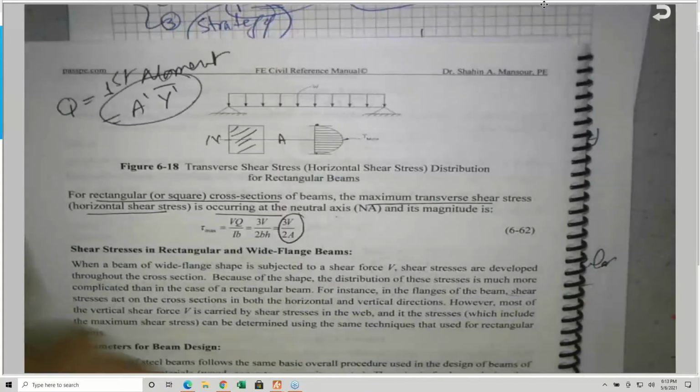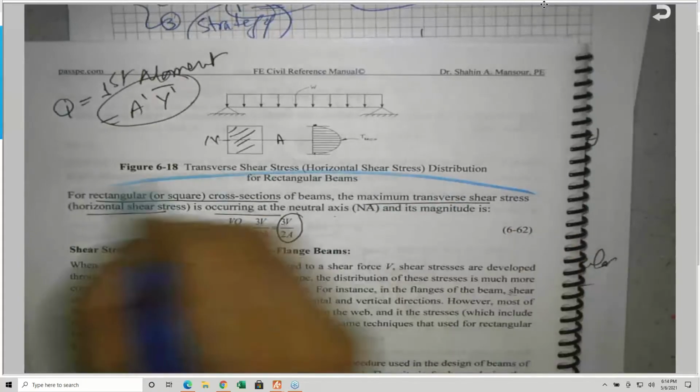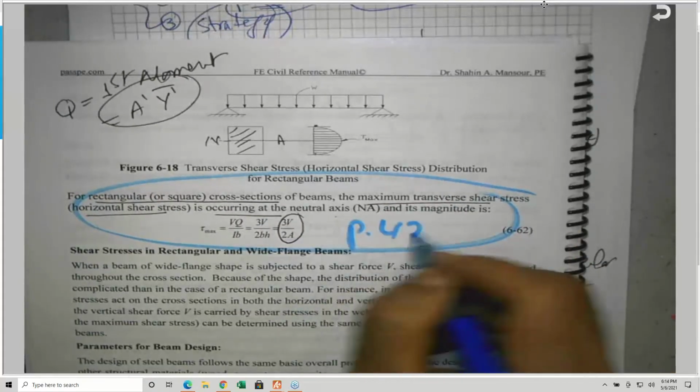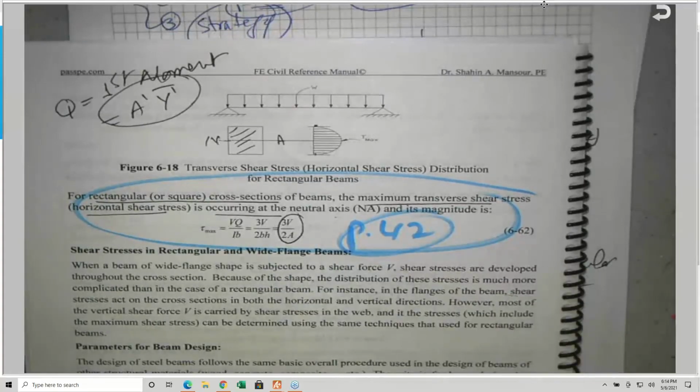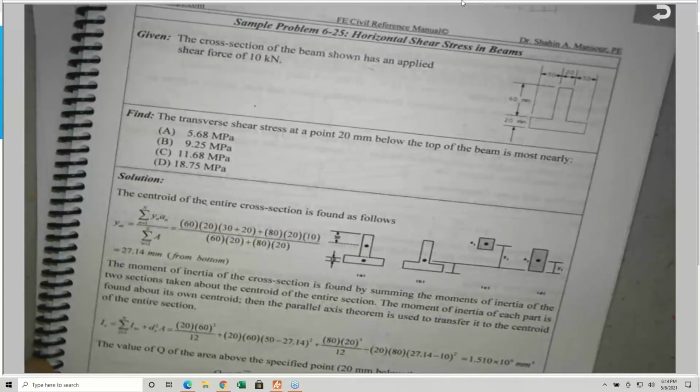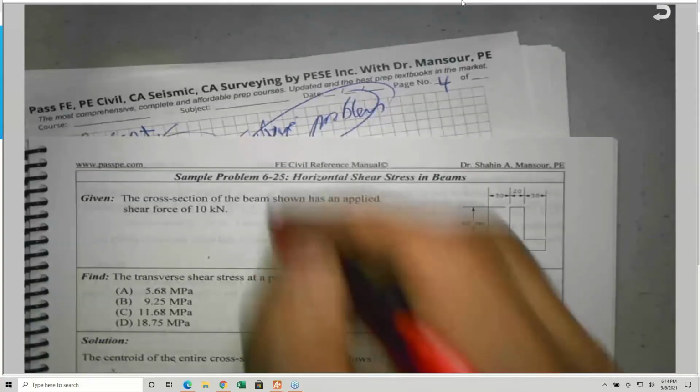Here it is. I need you to pay attention. This is the chapter I'm providing, on page 42 of chapter 6. I need to move fast because I need to wrap up this chapter today. You have problem 25.